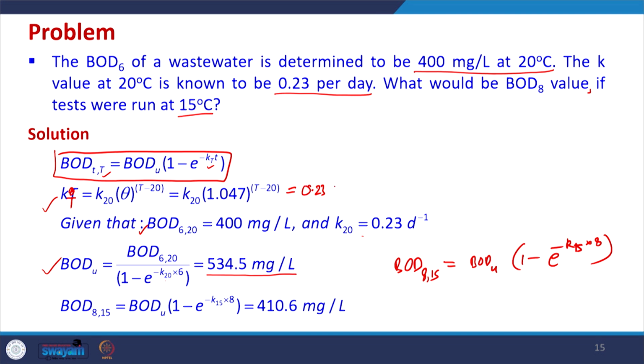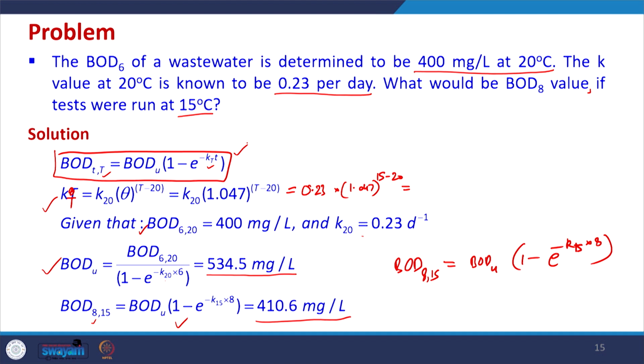The K15 value will be 0.23 into theta value, which is given, suppose it is given as 1.047, raised to 15 minus 20 degree centigrade. Through this we can find out the K15 value, and once K15 value is determined we can find out the BOD8 at 15 degree centigrade, and this will be 410.6 milligram per liter. So, this way we can find out the BOD values at any temperature and for any number of days. This formula gives a lot of ideas with respect to converting the BOD values from one value to another value at different temperature and time.